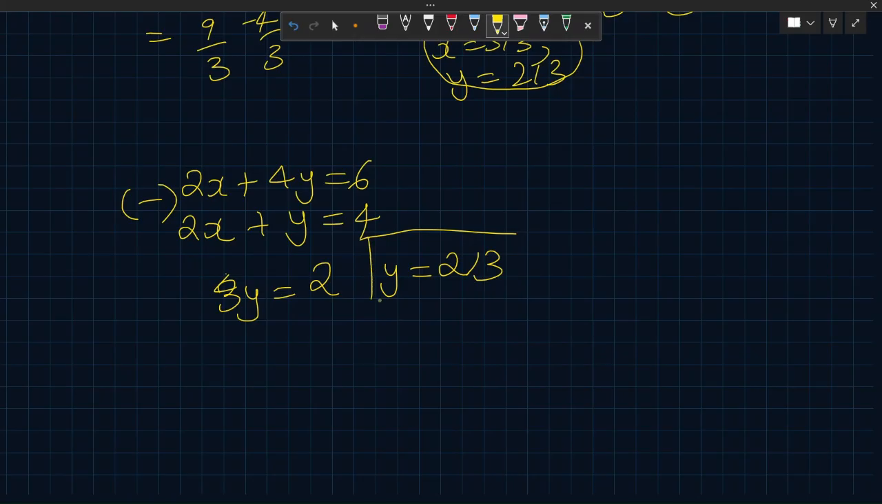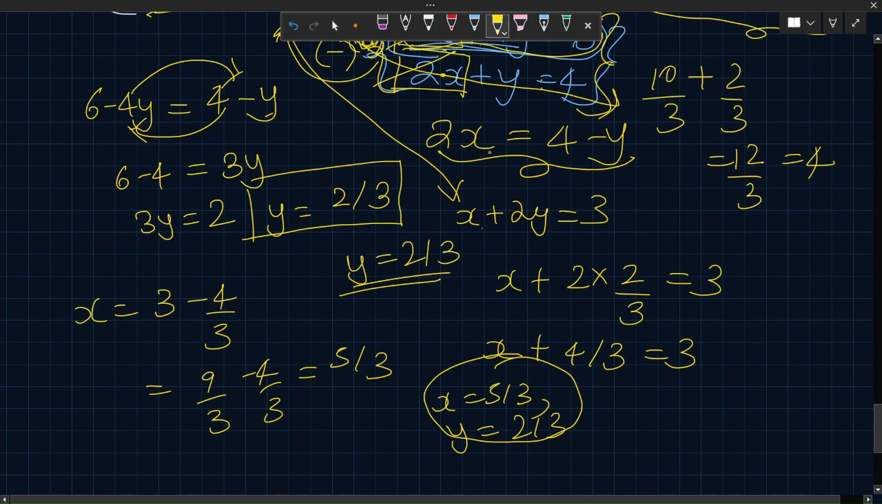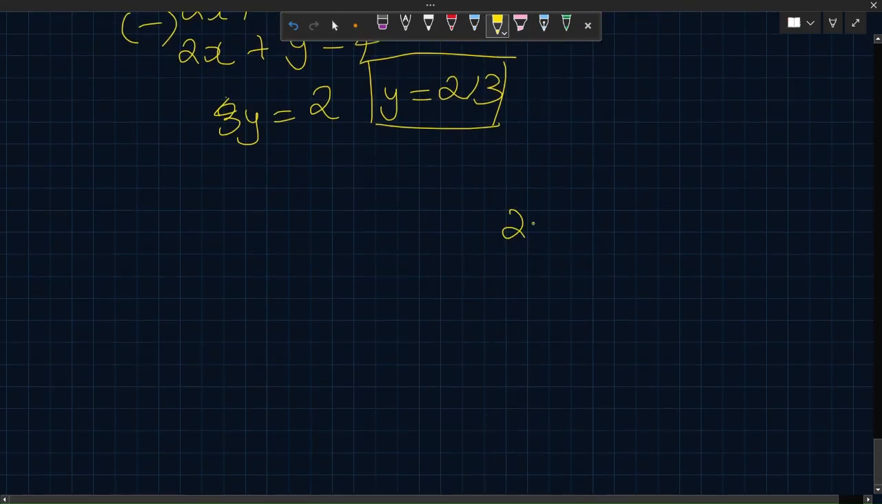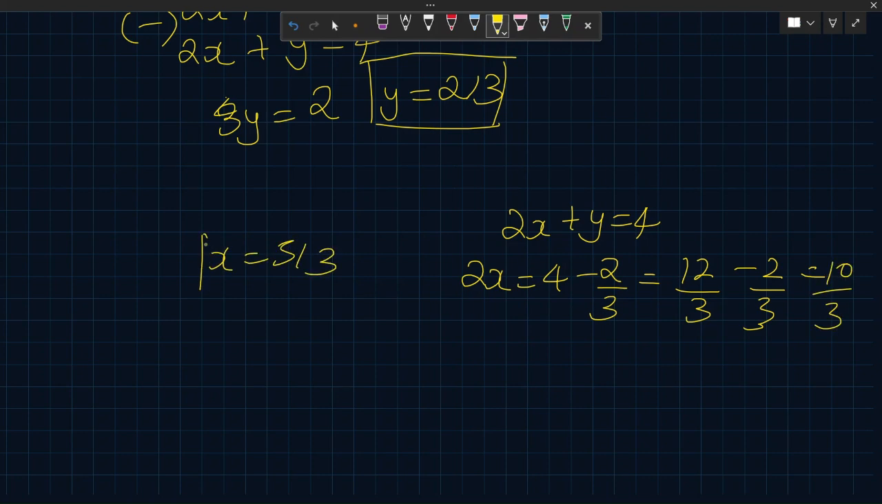And you could substitute this value in either of the two equations. I substituted it here in this equation. Even if I were to substitute it in the second equation, 2x plus y is 4, which means 2 times x would be 4 minus 2 by 3. This can be rewritten as 12 by 3 minus 2 by 3, which is just 10 by 3, which means x is just 5 by 3. I get the same solution.